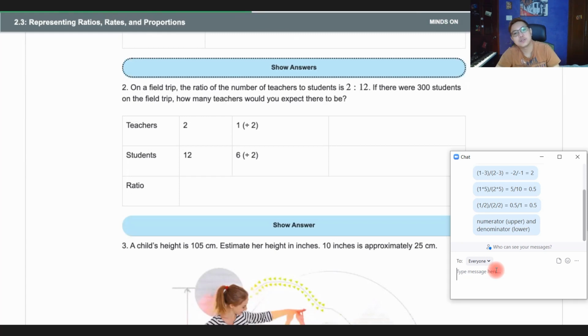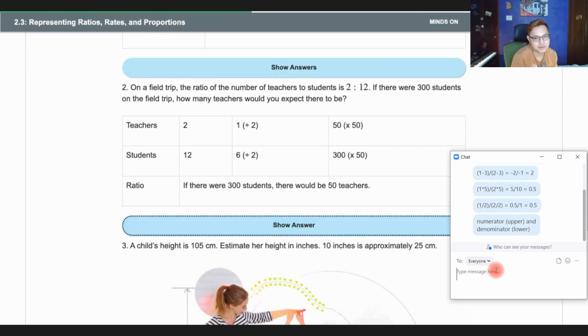So how many teachers do we expect to be there? For every 12 students, you need 2 teachers, isn't it? So the ratio is 1 out of 6, because 2 divided by 12 is basically 1 divided by 6.